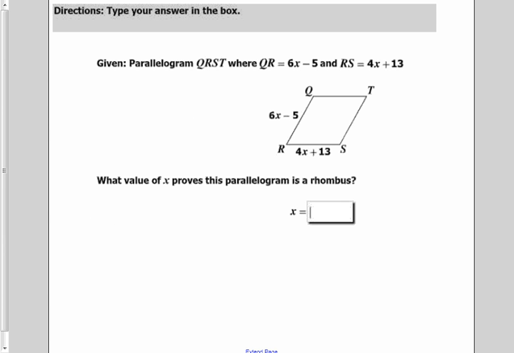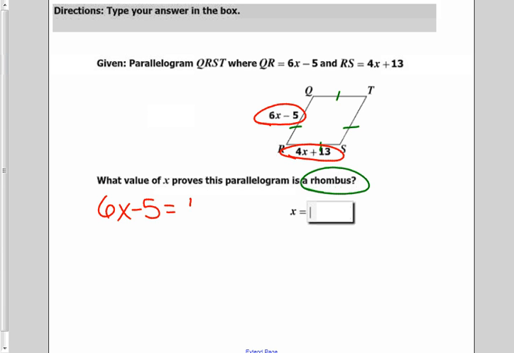So let's see this type of problem. This is a past SOL question as well. It says here, given parallelogram QRST, where QR is 6x minus 5, RS is 4x plus 13, what value of x proves that this parallelogram is a rhombus? The properties of a rhombus mention that all of the sides are congruent. So if we have these two sides, this is going to be equal to this one. We want to set that equation equal to one another for both of those sides.